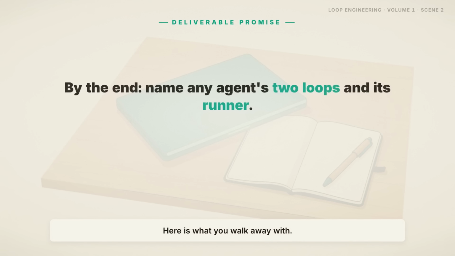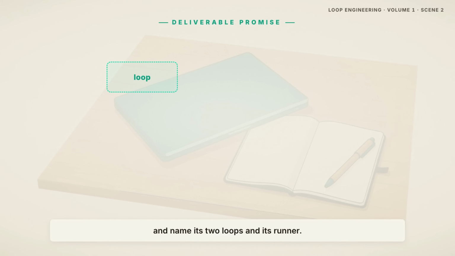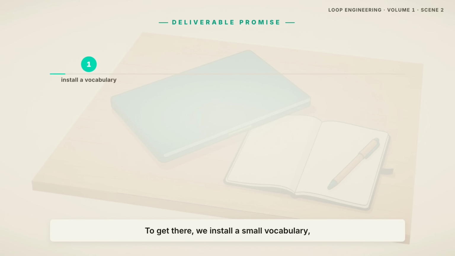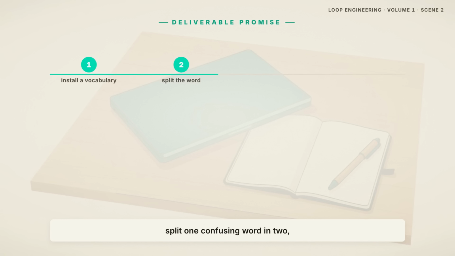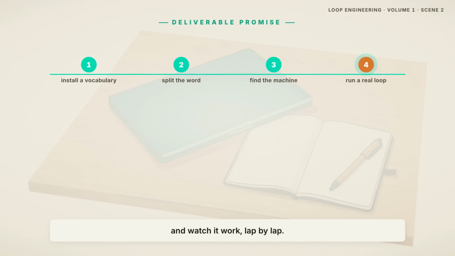Here is what you walk away with. By the end of this lesson, you can read any agent system anyone shows you and name its two loops and its runner. Not memorize a definition. Actually look at a system and point to the parts. To get there, we install a small vocabulary, split one confusing word in two, find the missing machine, and then run a real loop and watch it work, lap by lap.